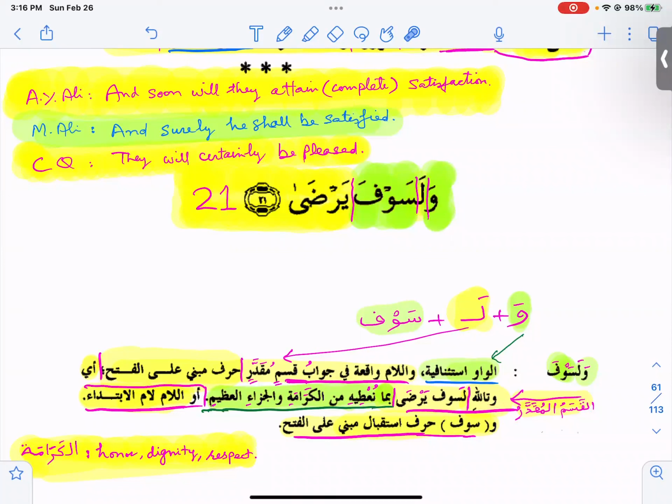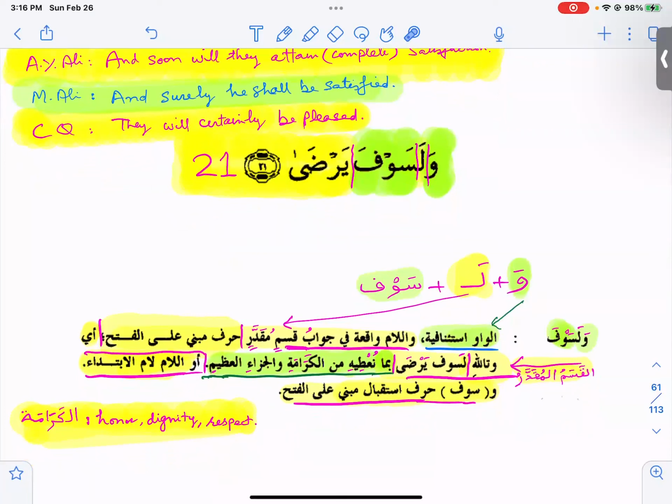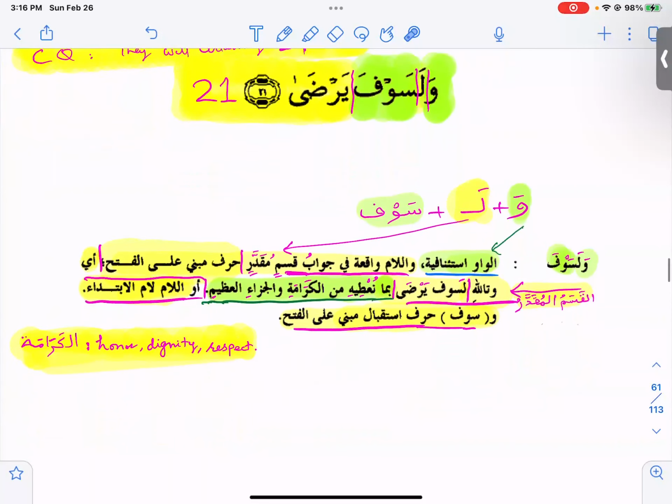Tallahi, if you follow this explanation, then tallahi lasawfa yarda. This is the jawab qasam. Bima nutihi min karamati wa jazail azim. Or you can say this is lamu ibtida. This is only when we just want to emphasize. Then we just say lamu ibtida. Also, it has emphasis, but just lamu ibtida, lam that comes in the beginning. Wasawfa harfu istiqbalin mabnun ala fatha.